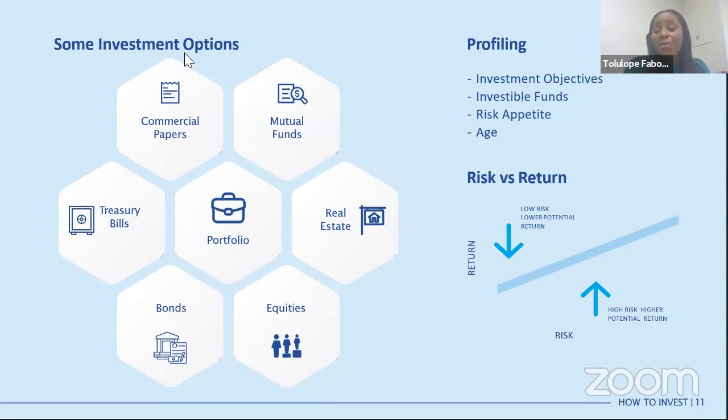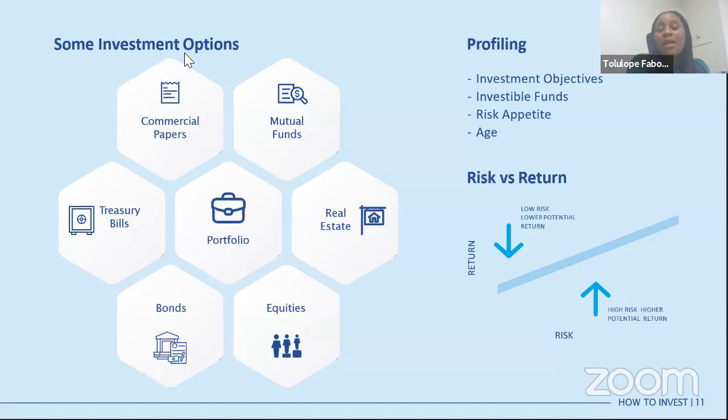And the risk and reward: the higher the risk, the higher the potential return. Please take note of that word, potential. It does not mean that it is guaranteed, it's just potential, right? So the higher the risk an investor is willing to take, the higher the potential returns they may have. And the lower the risk, of course, the lower the potential return they would have.